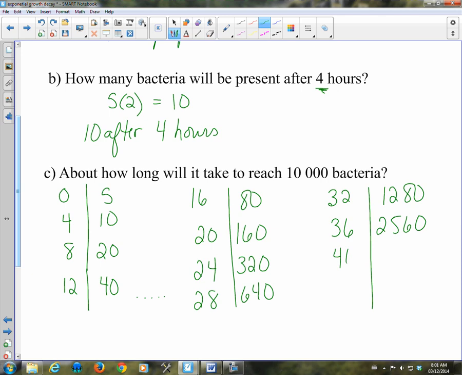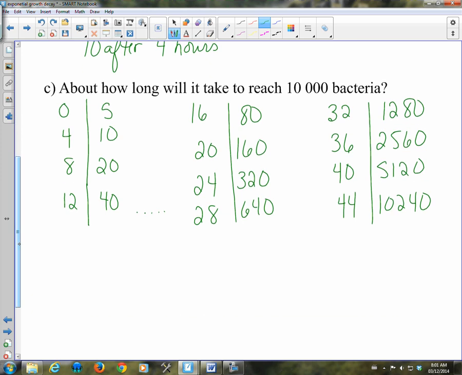And another 4 hours. And we keep going with that chart. I'm going to grab my calculator here. 2560 times 2 is 5120. Another 4 hours, 5120 times 2 is 10,240. There we go. How long will it take to reach 10,000 bacteria? It's going to take 44 hours.